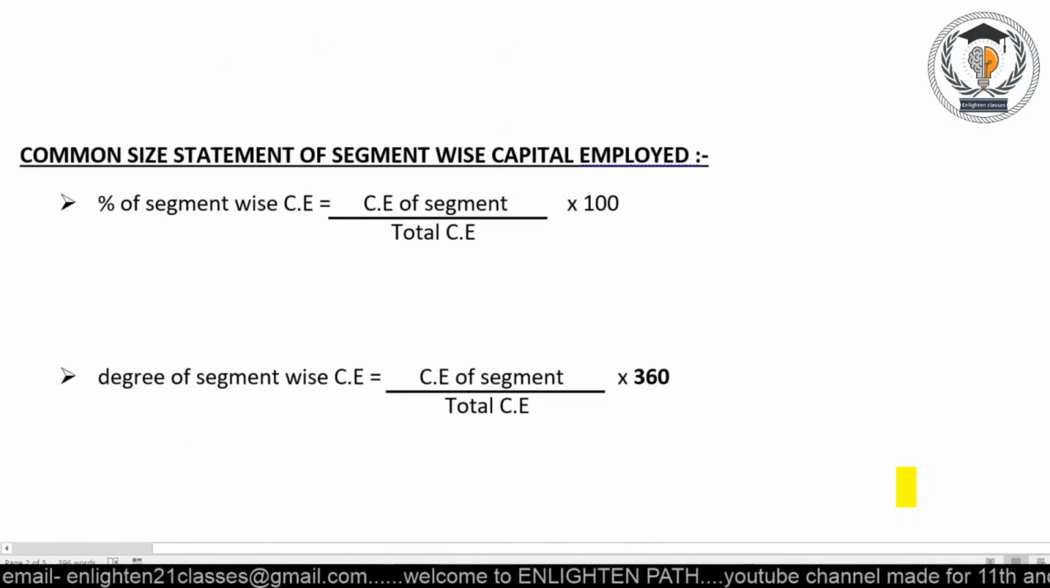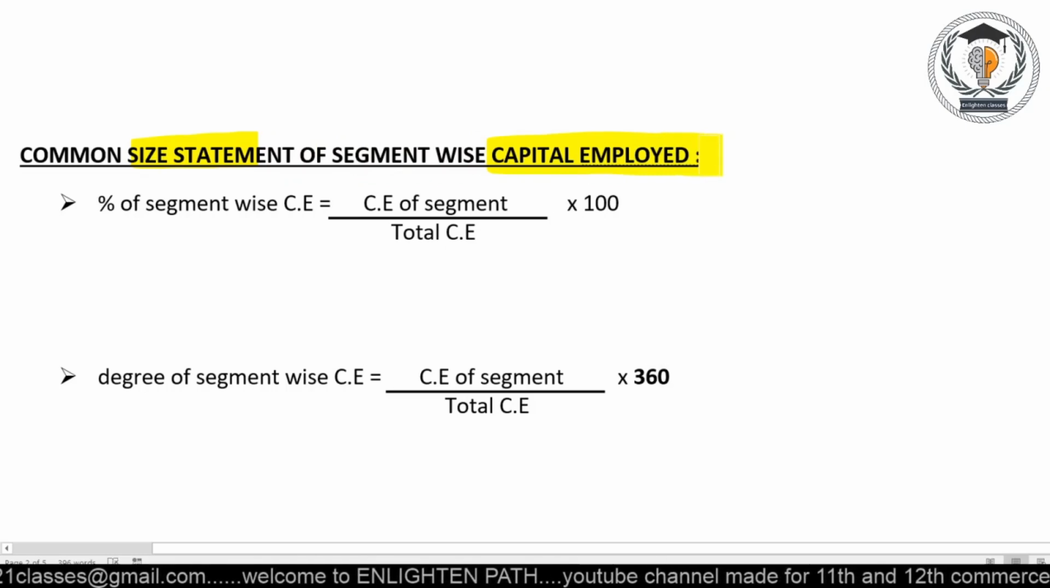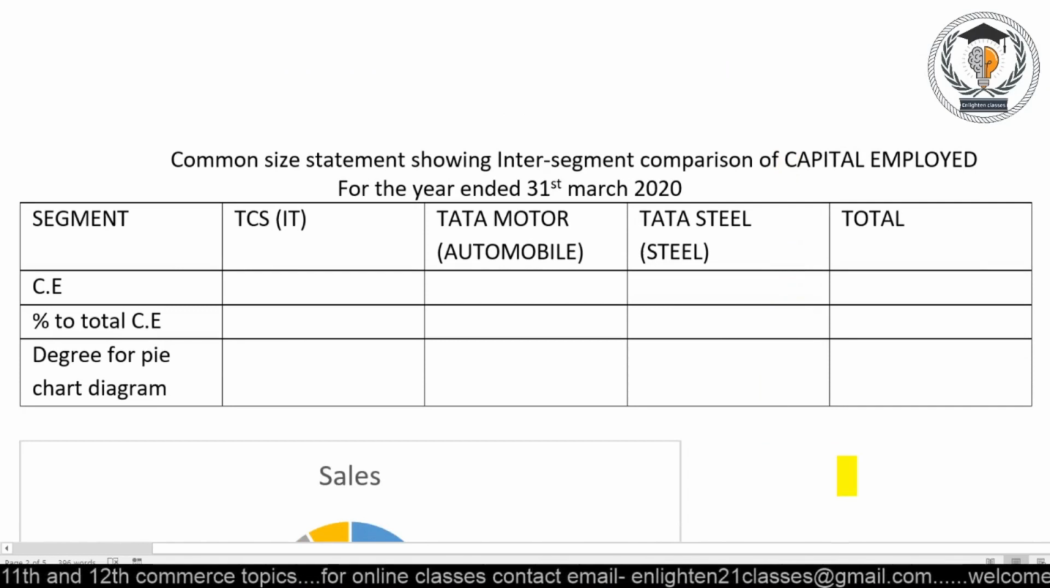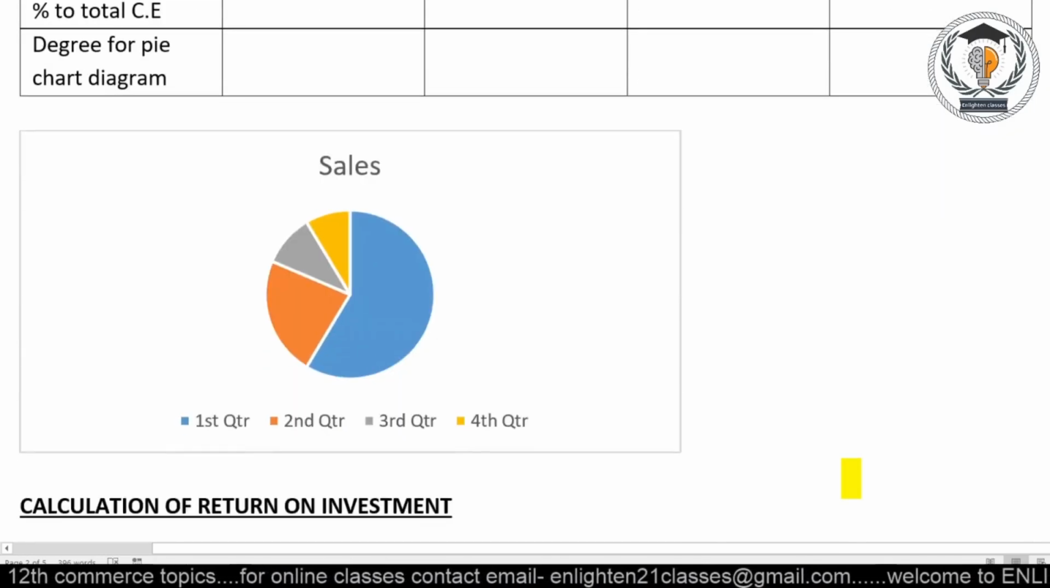Now we have to find out the common size statement of segment wise capital employed, and we have to again repeat the whole process. So I think now you would have got it. So here we have to make a common size statement for the three observations: revenue, profit, and capital employed. So again here we will be finding out, for all the three segments, the percentage of capital employed, the degree of capital employed, and then we will be summing it up in a table. And from here we will be finding out the pie chart, and then this is completed.